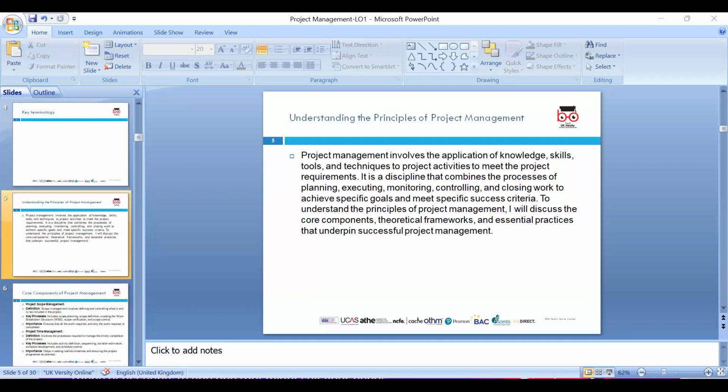So, the core components of project management. Project scope definition: scope management involves controlling what is and is not included in the project. Key processes include the work breakdown structure, network diagram, and program evaluation review technique. These go through scope verification and scope control. It is important to ensure all the work required is completed.